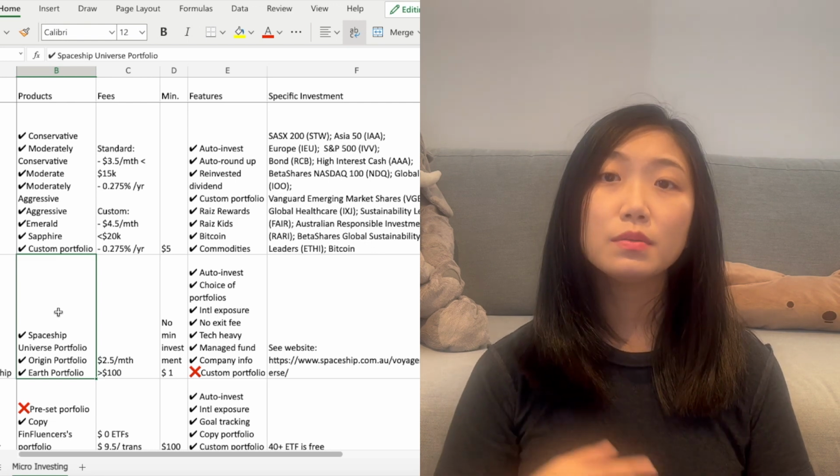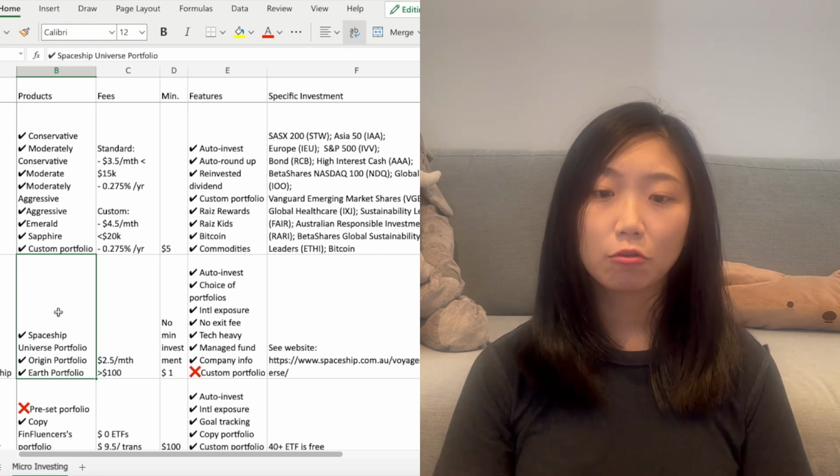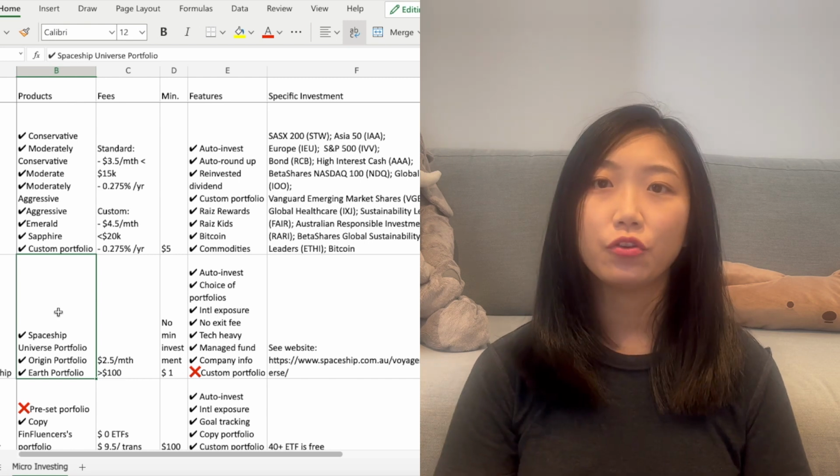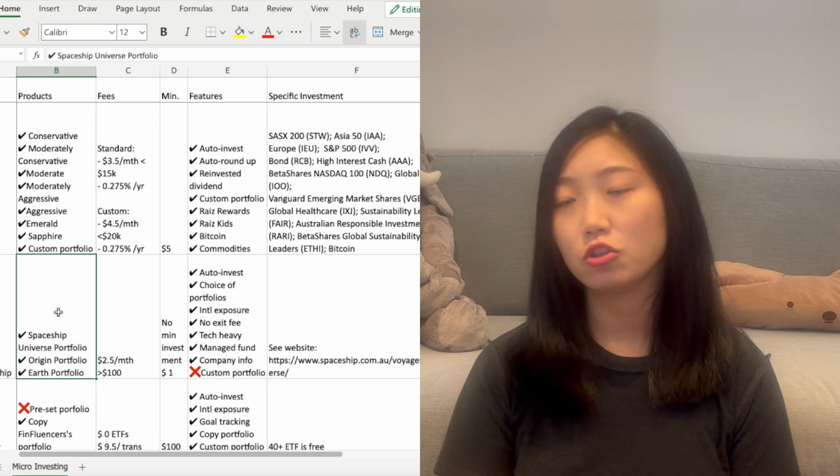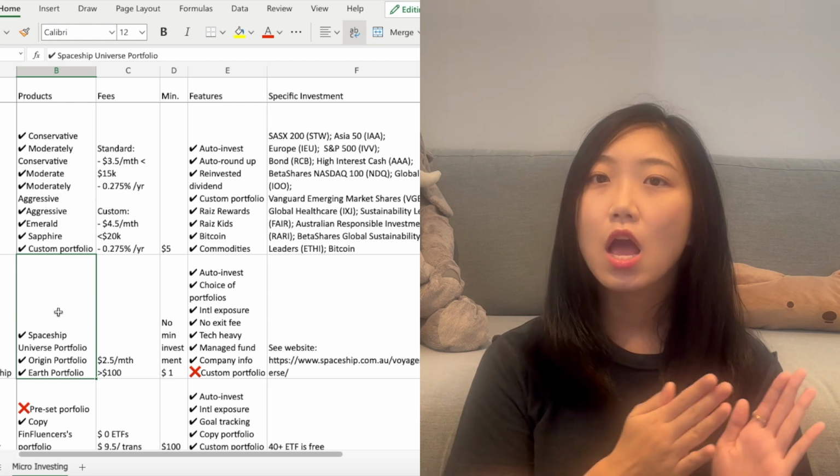The portfolio's past performance has been really great, but there's no guarantee for the future performance, and it shouldn't be used as one of the indicators for you to choose to invest in this particular portfolio.